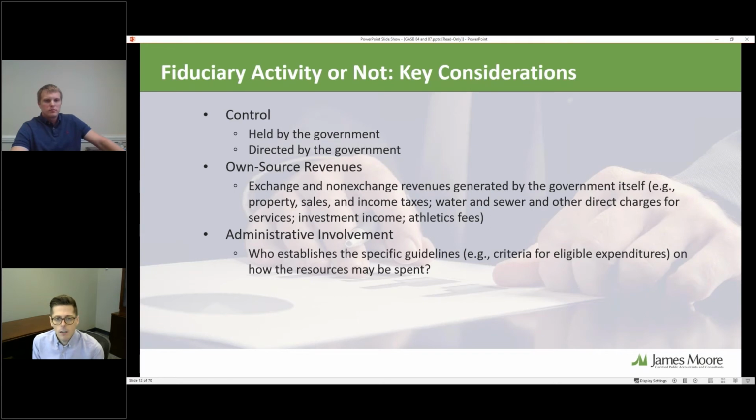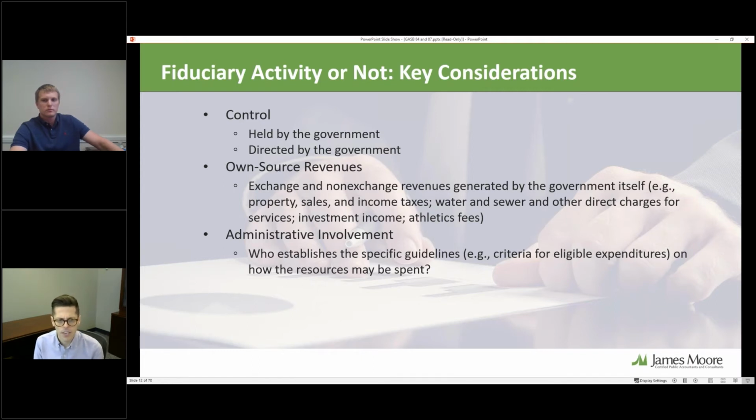So a key consideration here is control, and I've touched on that already. It has to be held by the government and directed by the government. And so that really does lean on physically controlling those funds, both in where they're held and whether they're invested by the government or they're just held in accounts to then be dispersed at some point to the beneficiary.